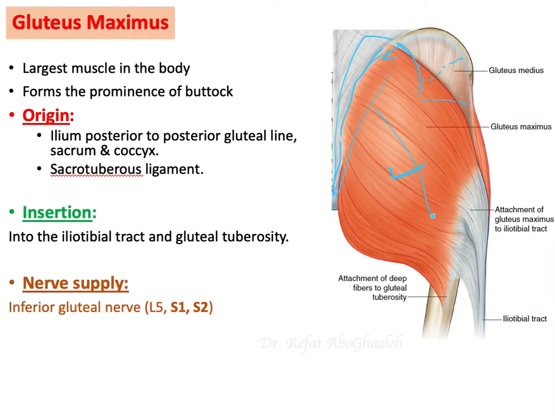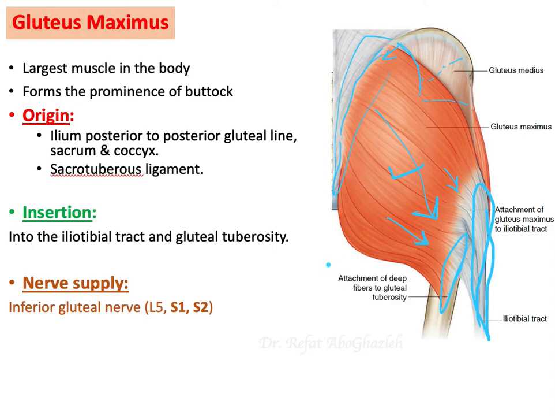Now, what about the insertion? Usually, you know that the origin comes from the stationary or fixed part, and the insertion is in the movable part, the part that has more movement. The Gluteus Maximus inserts into the iliotibial tract, if you remember, the lateral extension of deep fascia in the thigh, plus the gluteal tuberosity. Now, this is the origin and insertion of this huge muscle.